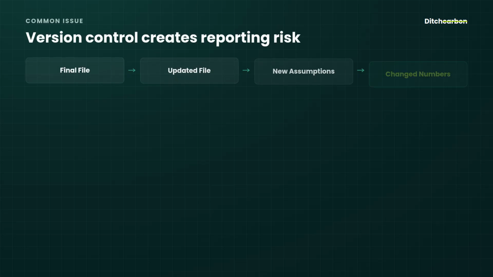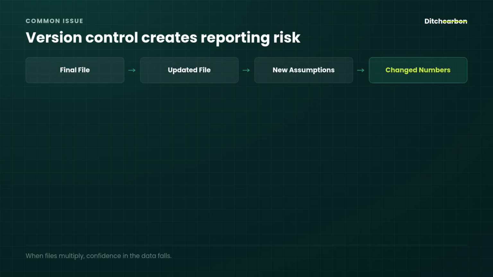If you've ever worked with large Scope 3 spreadsheets, you'll probably recognize this. Version final 2, version final. Everyone laughs because we've all seen it, but behind the joke is a real problem. When multiple people edit the same files, it's difficult to know which numbers are current, which assumptions have changed, or who made the changes. That creates unnecessary risk during reporting.